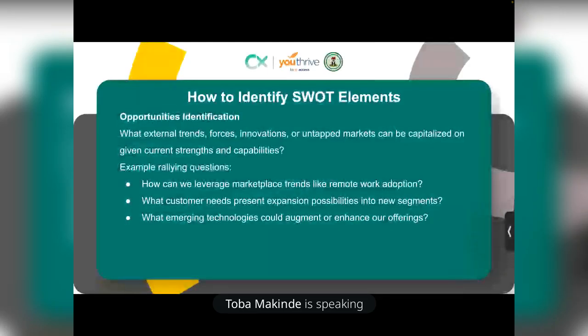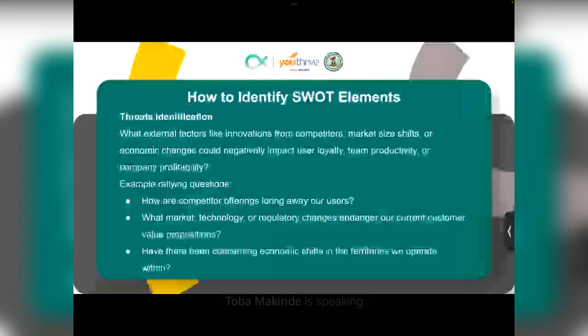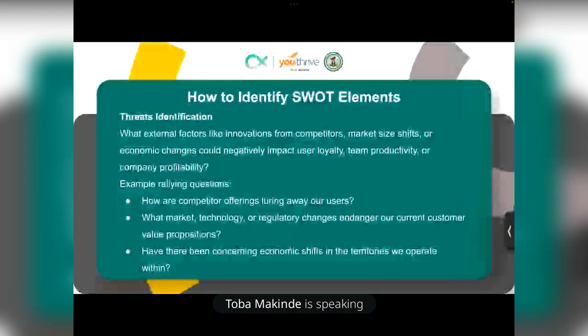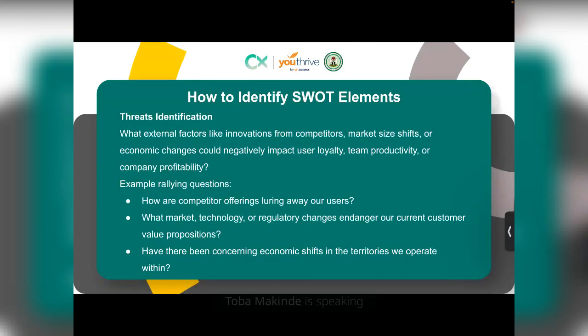All right, so you also ask questions like what emerging technology could augment or enhance your offering. Maybe now you want to adopt AI or automation or something that would help you enhance your offering. All right. So threats: what are external factors like innovations from competitors, market size shifts, or economic changes that could negatively impact user loyalty, team productivity, or company profitability?